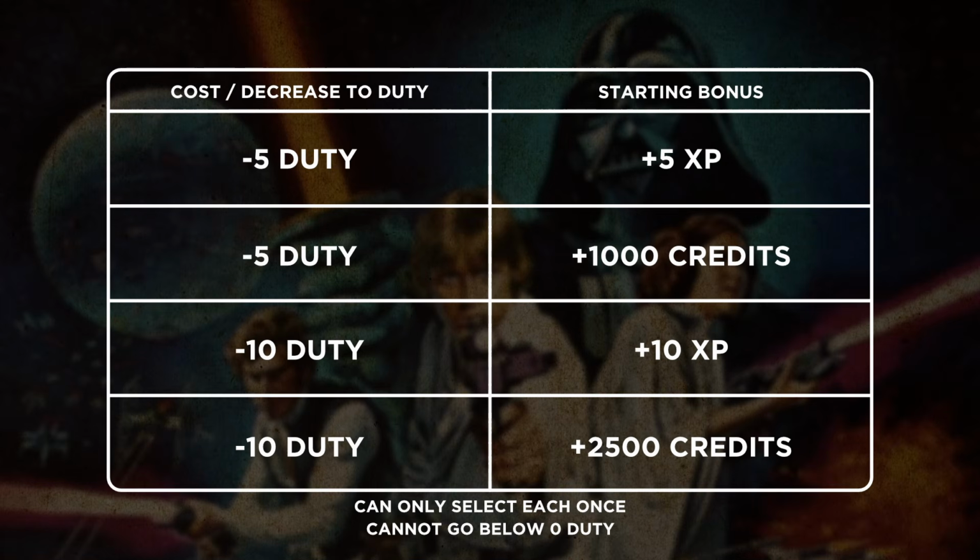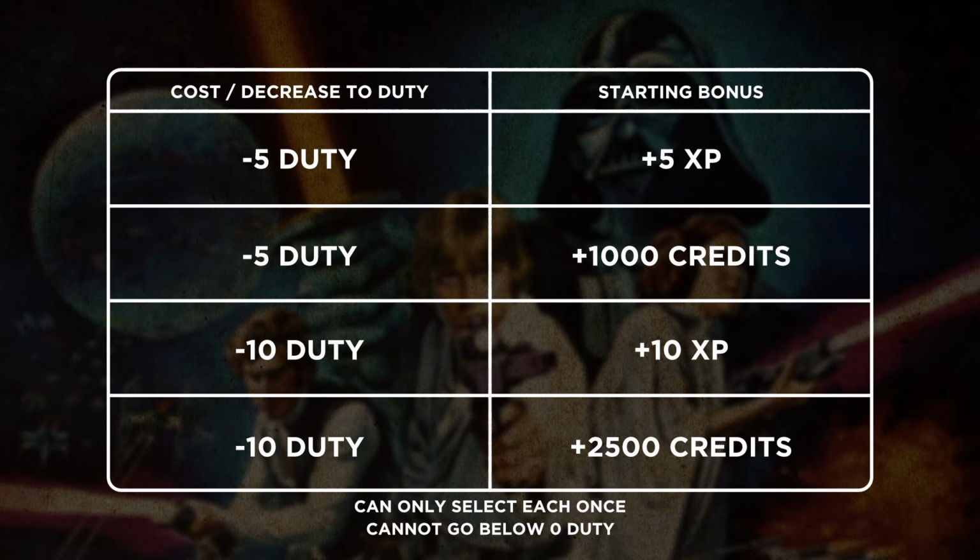You will be able to come back to this and add bonuses later if you get to a later part of character creation and find out that you need the XP or the credits. That said, here are your options. For -5 duty, you can either gain 5 starting XP or 1,000 extra starting credits. You can also choose to reduce your duty by 10 for 10 starting XP or 2,500 starting credits. Credits being Star Wars money and XP being what you use to level up your skills and your talents.